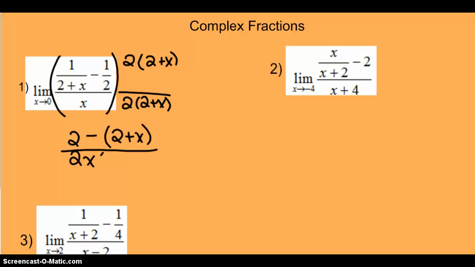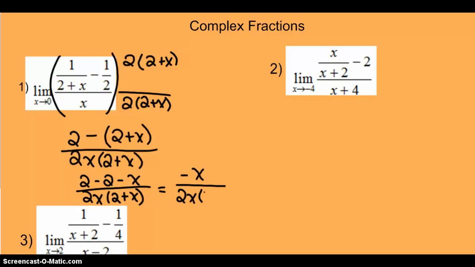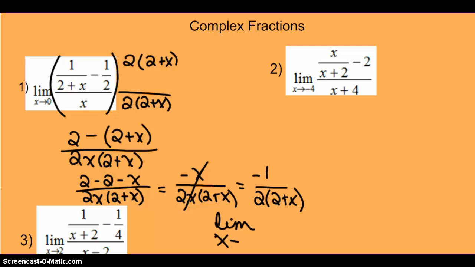And then everything's going to hang out here in the bottom. So then 2 minus x over 2x times 2 plus x. That equals negative x, because my 2's canceled, over 2x times 2 plus x. Those x's cancel. I'm left with negative 1 over 2 times 2 plus x. And then we remember, oh my goodness, we were doing this wonderful math right here. So I have a limit of negative 1 over 2 times 2 plus x. Plug the 0 in, and you'll get negative 1/4.